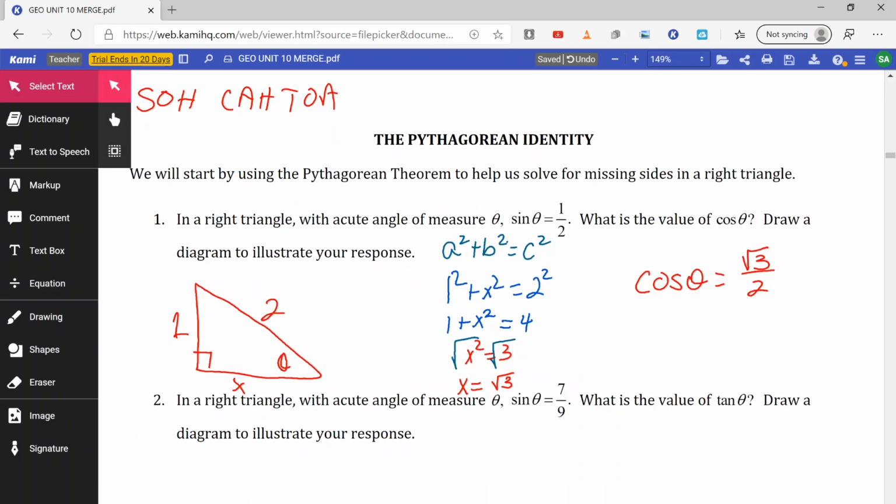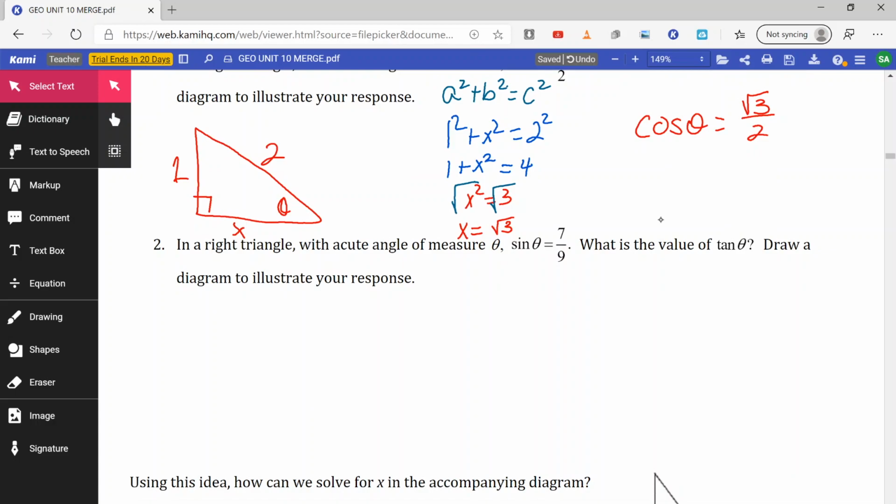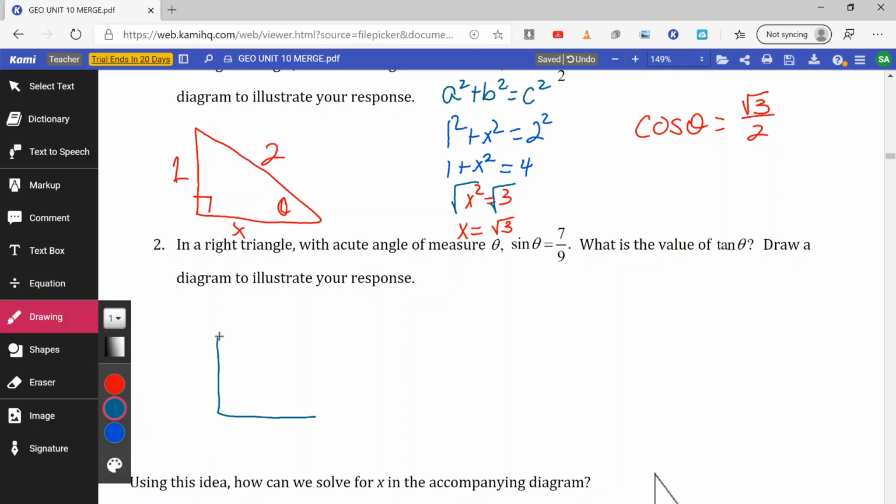Just like in number 2, we have a right triangle where sine of theta is 7/9. What's the value of tangent theta? And we have to draw a diagram to illustrate it. So again, we have a right triangle, some angle theta, where sine is 7/9. So opposite over hypotenuse, 7 and 9. And we're going to use the Pythagorean theorem to figure out our unknown side here, x. So again, it's a squared plus b squared gives me c squared. So our short side, we have 7 squared plus our unknown short side gives me 9 squared.